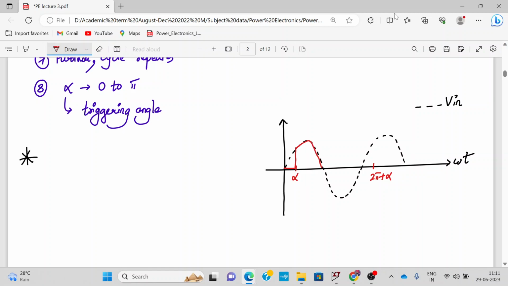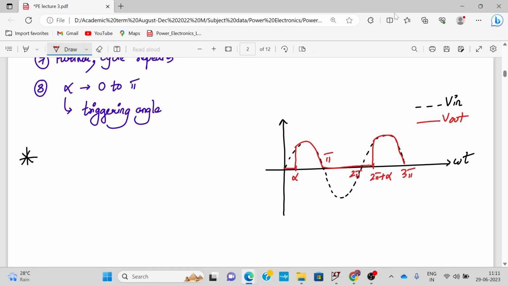In the negative half cycle, it will remain off. And then again, in the positive half cycle at 2 pi plus alpha, it will follow the input. So this is the nature of the waveform. Sorry for the asymmetry, but it's a symmetric waveform. So this red color is my output. Now this is pi, this is 2 pi, and this is 3 pi.